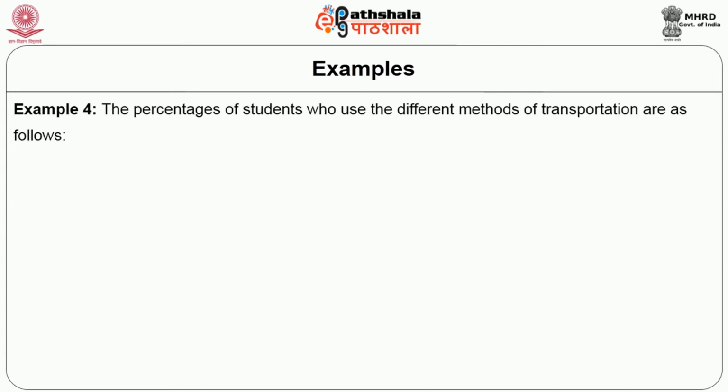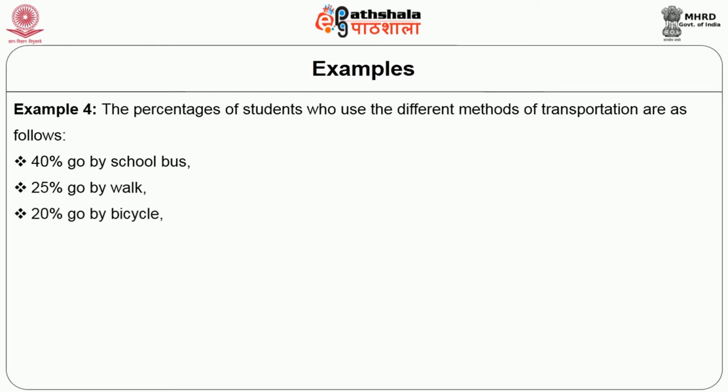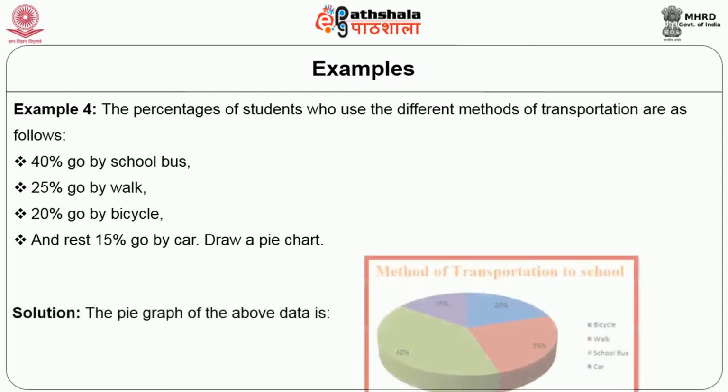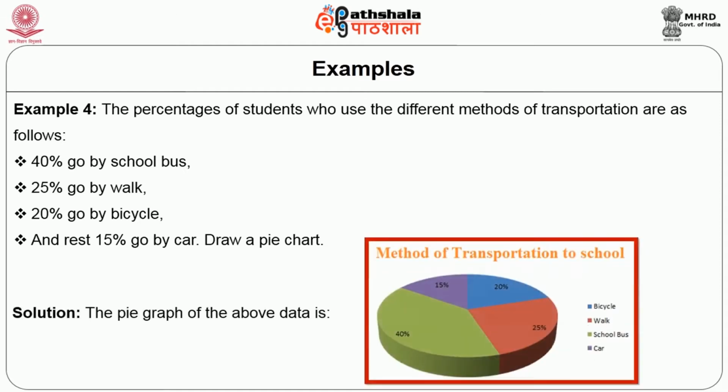Example 4. The percentage of students who use different methods of transportation are as follows. 40% of the students go by school bus, 25% go to school by walking, 20% go by bicycle, and the rest 15% go by car. Now draw a pie chart. The pie graph of the above data is given below.